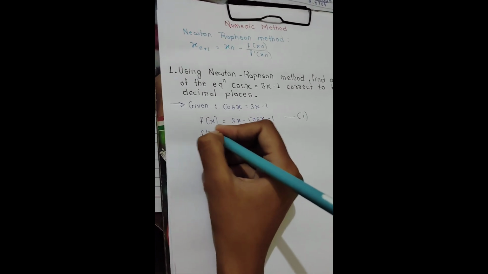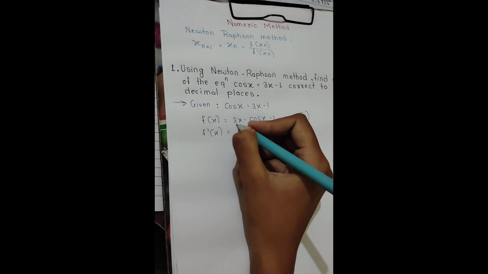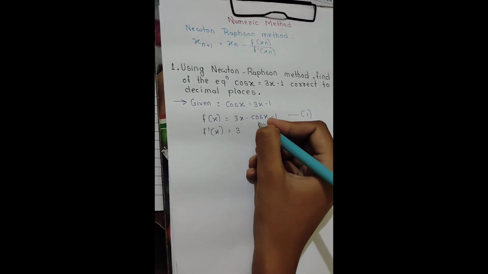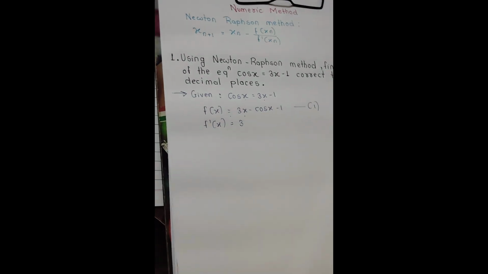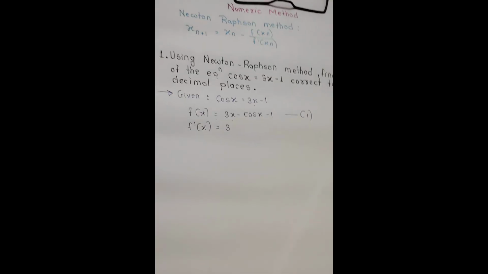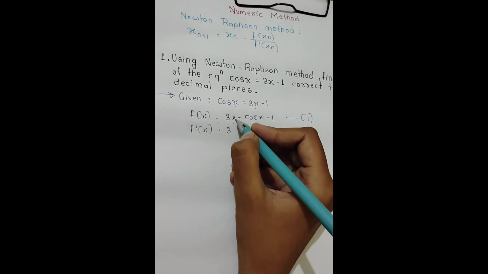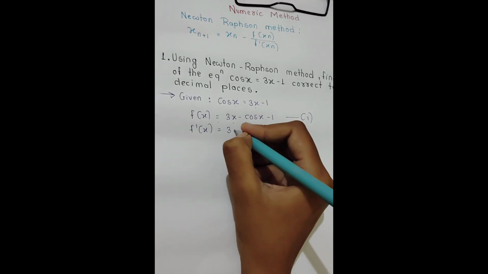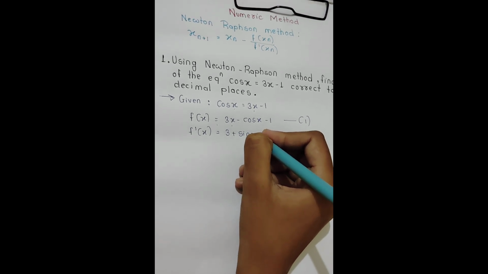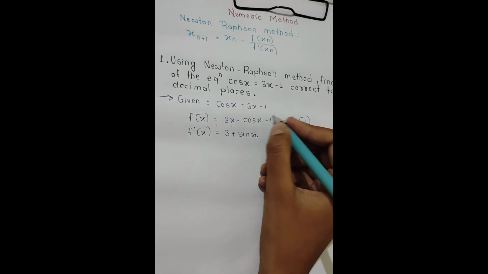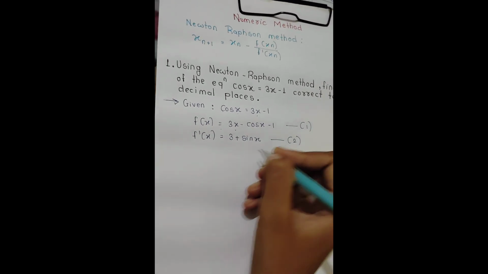So f'(x) equals, what is the derivative of 3x? It's 3, and the derivative of cos x is -sin x, but here there is a minus sign, so it will be plus sin x, and the derivative of 1 is 0, so we don't take it. So this is equation 2.